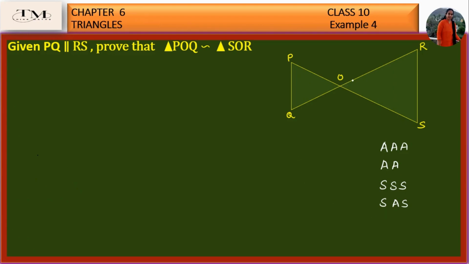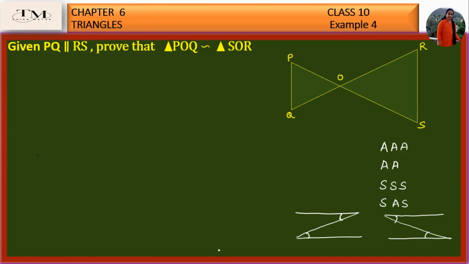Now, check this figure. Nothing is said about sides or angles. So how do we apply these criteria? What is said? An important thing, PQ parallel to RS. This is given. So we know in 9th standard, if two lines are parallel and this is the transversal line, we know an important result: alternate interior angles are equal. So if these two lines are parallel and the transversal line is in this way, then these alternate interior angles are equal.